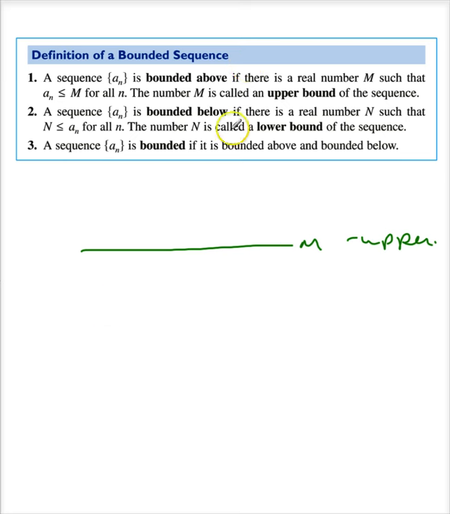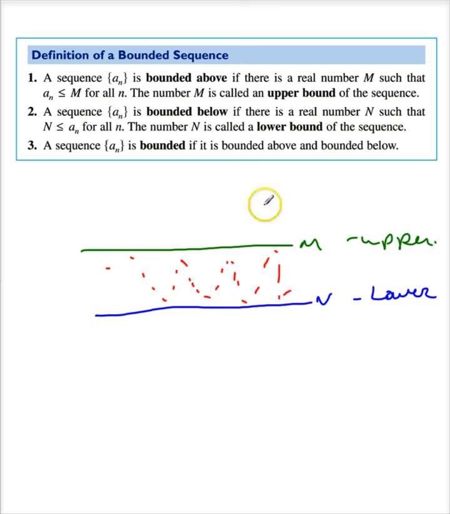While it is bounded below if there is a number n, such that n is less than or equal to a sub n for all n. So if my sequence does something like this, then we say it is bounded.